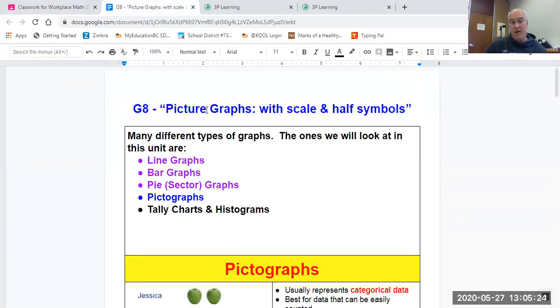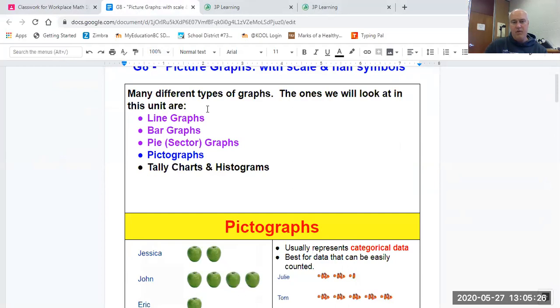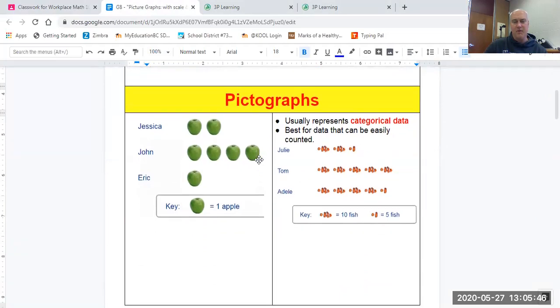Basically, we have been working through this graphing unit, and so far we've talked about line graphs, we've talked about bar graphs, and for the last 3 lessons, we've been talking about pie, or what they call sector graphs in mathematics. And today we're looking at a new type of graph called a pictograph. You may have seen something like this before.